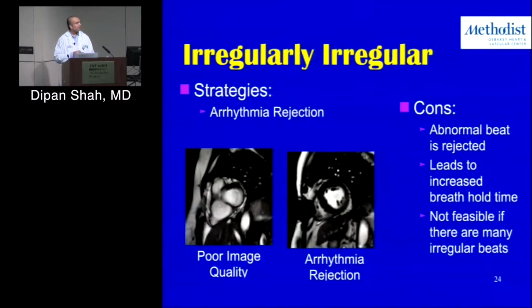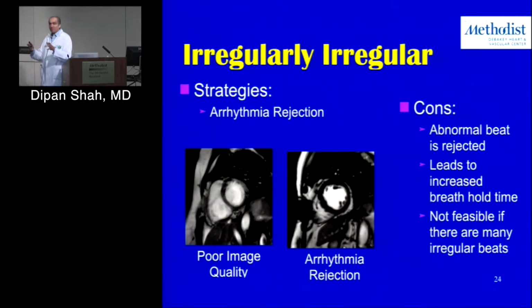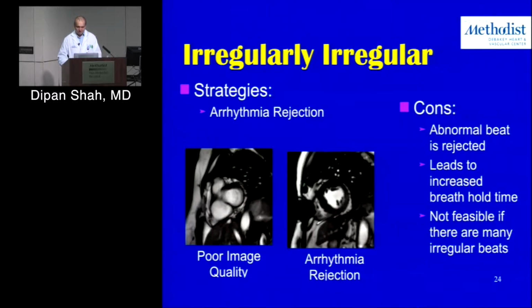Because generally the way that this arrhythmia rejection sequence is designed, it discards the aberrant beat, either too short or too long, as well as the beat following that. So you're effectively discarding 2 cardiac cycles. And if your arrhythmia or your irregular beats are happening quite frequently, then the breath hold time can just be way too long for the patient to be able to tolerate.